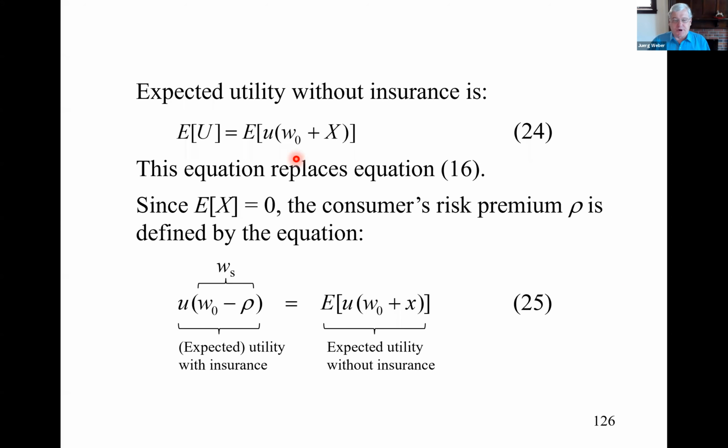You see, we had a problem here. This equation 25, we cannot solve it for rho because of Jensen's inequality. You are not allowed to write the expectation into the nonlinear function. And that's why we did the Taylor series expansion here. On the left side, we did first order. On the right side, we did second order.